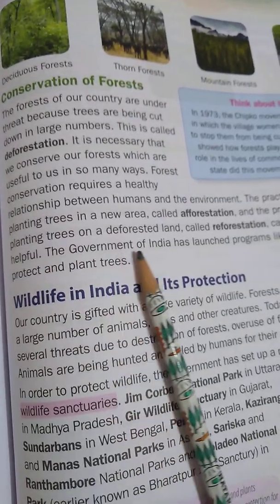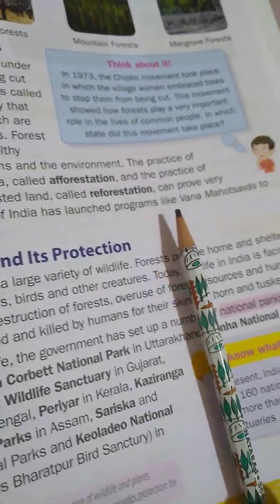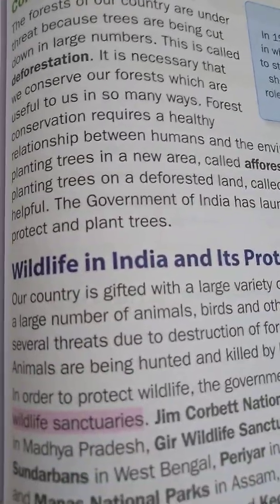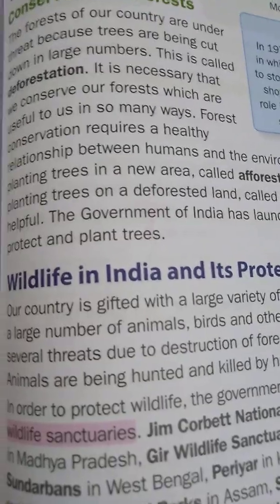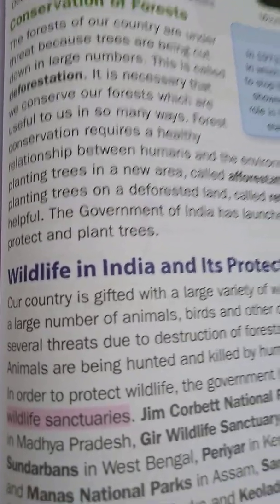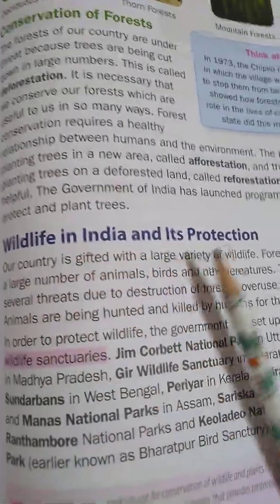The government of India has launched programs like Vana Mahotsava to protect and plant trees. Yes, in order to protect and to plant trees, the government of India has launched a program. That program is called Vana Mahotsava. Okay. Next one. Wildlife in India and its protection.